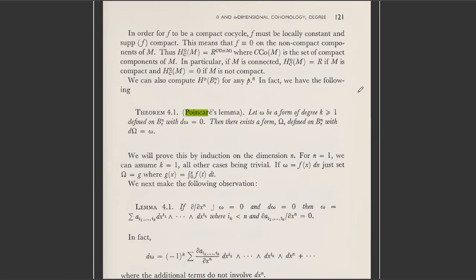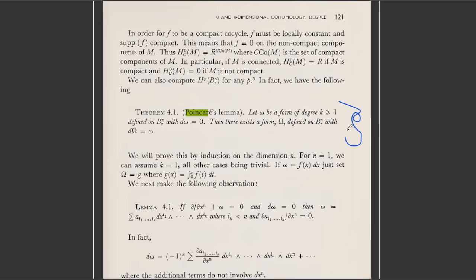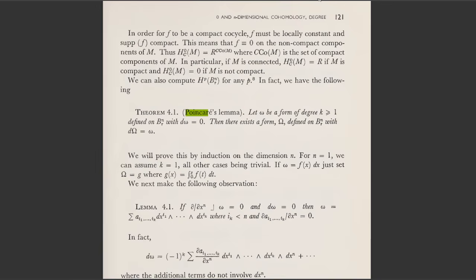Also the Frobenius theorem. Basically, this just ensures that closed forms are locally exact. They don't have to be globally exact, but locally that's true. So that's the first thing to keep in mind.